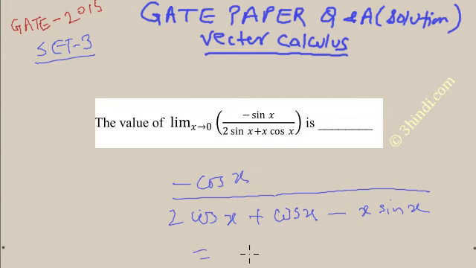If you put 0 in this, you will get minus 1 by 2 plus 1 minus 0, that is equal to minus 1 by 3. So minus 1 by 3 is equal to minus 0.33. So here the answer is minus 0.33.